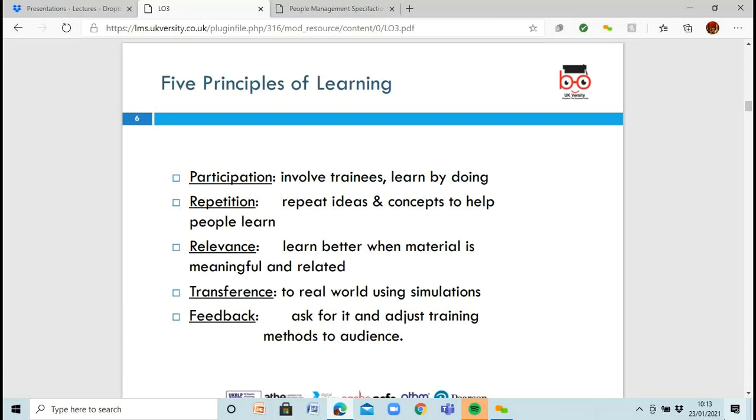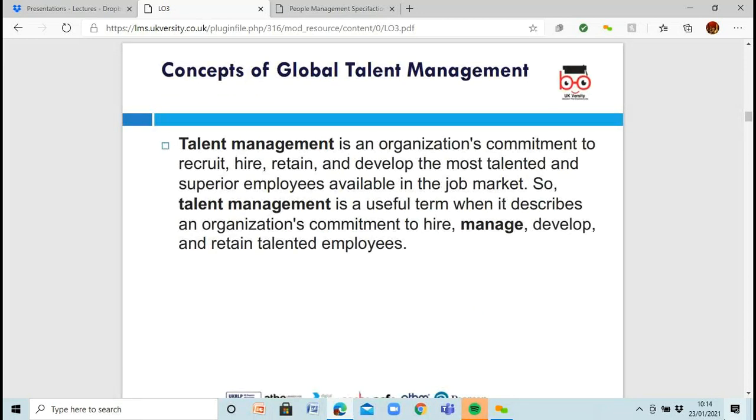Relevance is to learn better when material is meaningful and related. So if it actually relates to what topic you're doing, then that's relevance. Transference, to use real-world simulations, and feedback. So ask for feedback and adjust your methods according to the feedback that you've received.